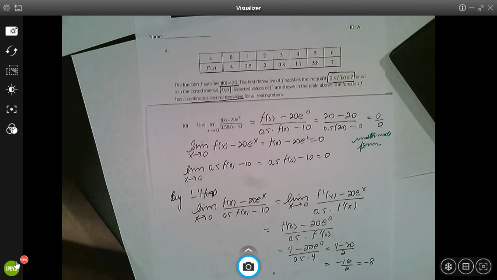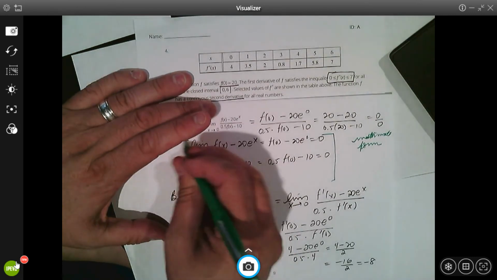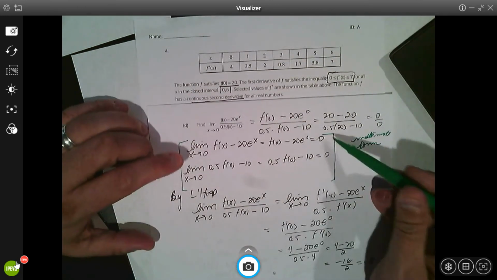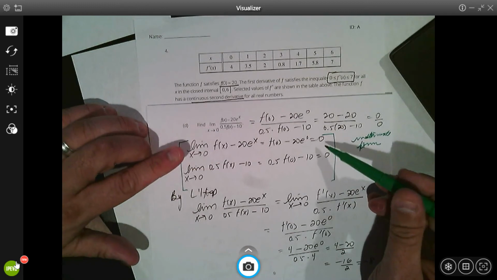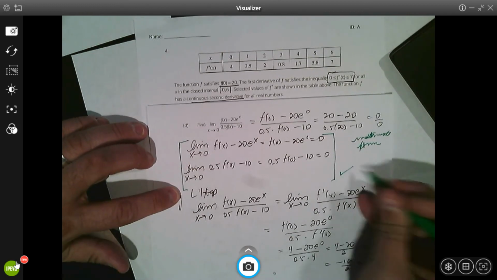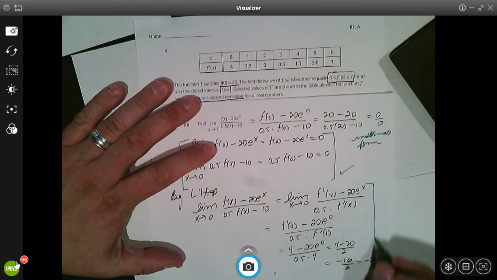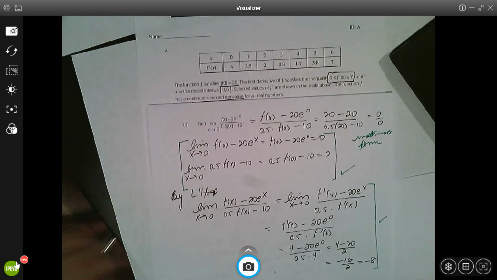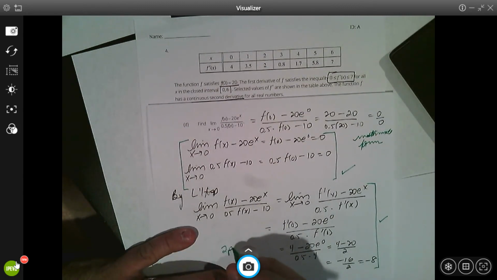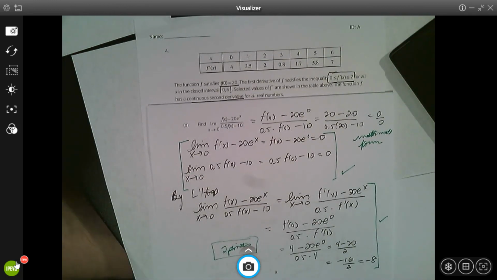They're going to be very, very particular about your showing these limits separately and then saying that because both are approaching 0, you get to use L'Hopital. That's the first point. And then all of this work leading to the answer of negative 8 is where the second point comes in, for a total of 2 points. Nice job.